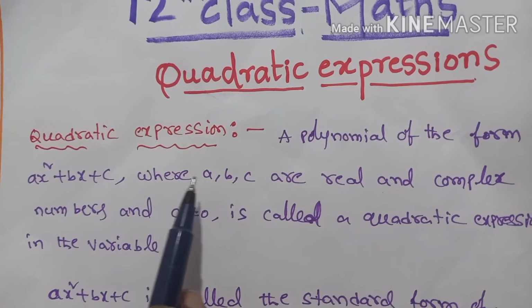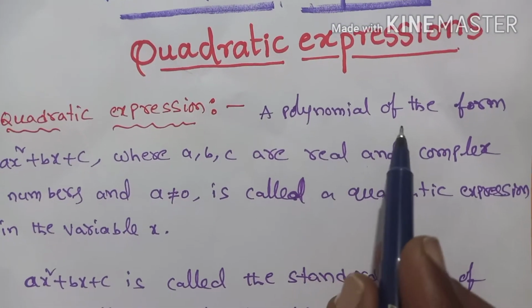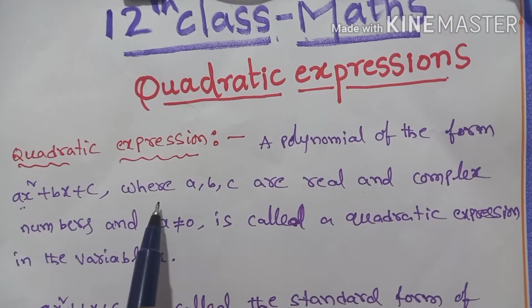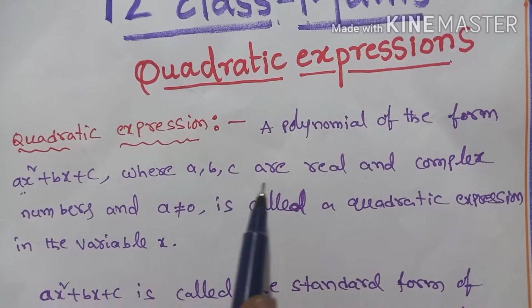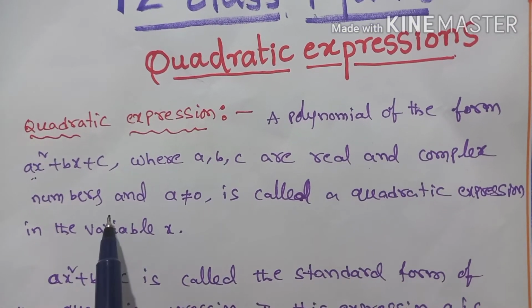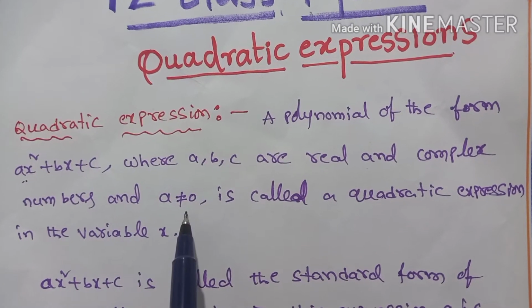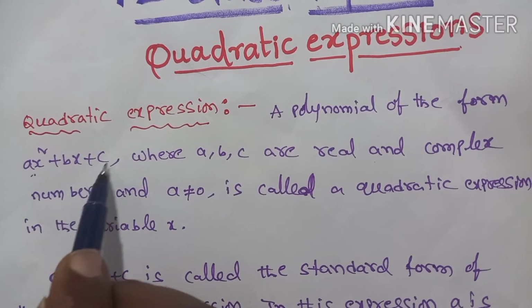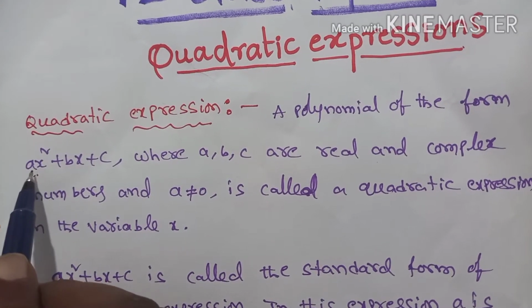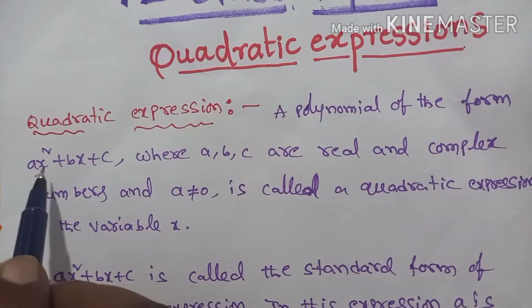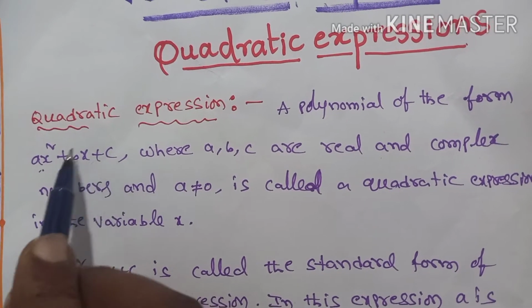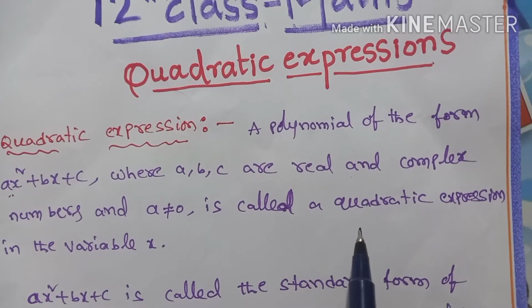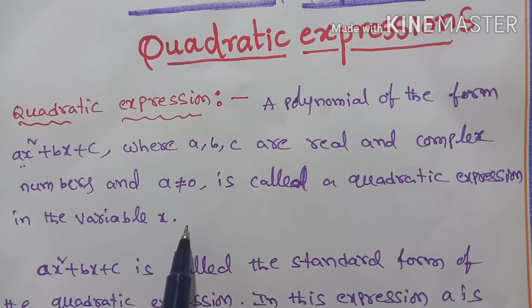Quadratic expression, definition of quadratic expression: a polynomial of the form ax square plus bx plus c, where a, b, c are real or complex numbers and a not equal to 0. Okay, for suppose a is equal to 0, then 0 into x square is totally 0, the first term is totally 0, and bx plus c is a linear expression. So compulsory here a not equal to 0 is called a quadratic expression in the variable x.